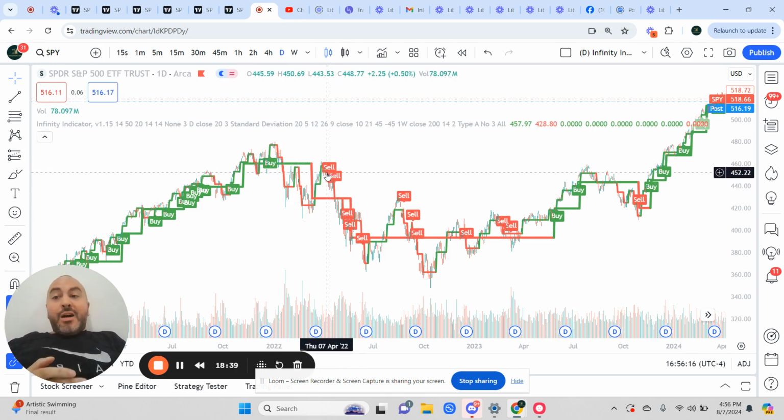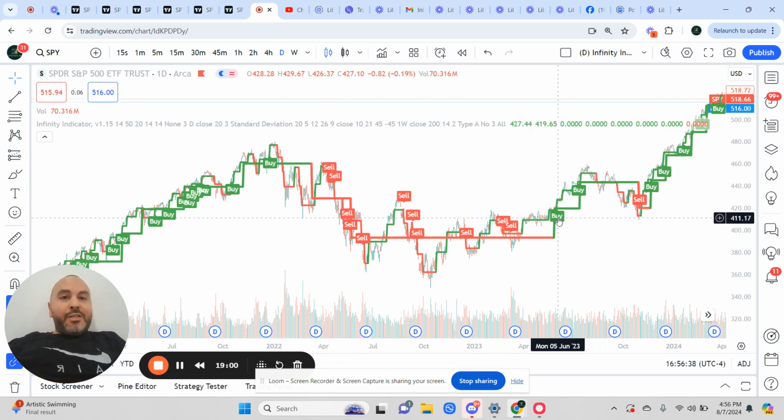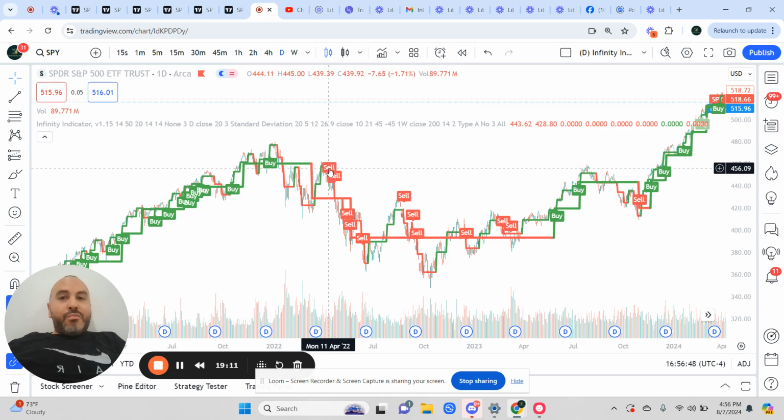But if you're buying and holding during this bear market here, instead of taking profits here at, let's say, 455, yeah, 455, in April of 2022, and then your next buy signal didn't come until June of 2023. So, 14 months later. And you didn't get back to break even until July 2023.